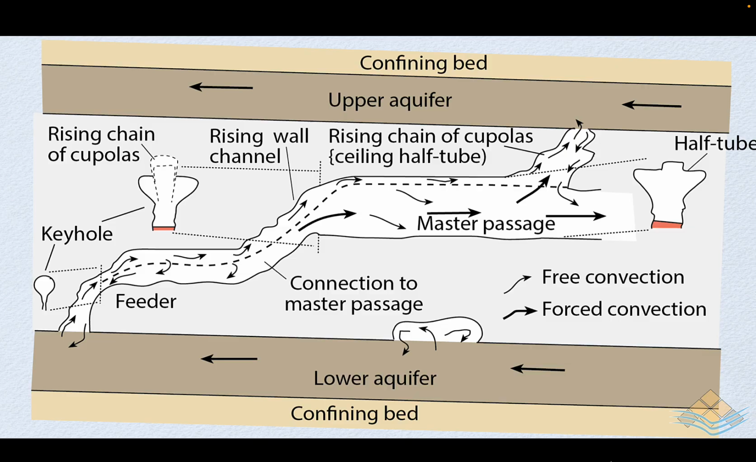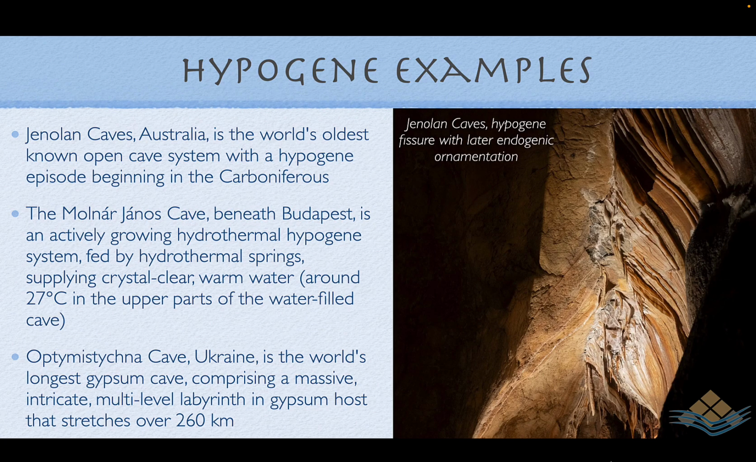Here's the Jenolan Caves in the east of Australia. We see a typical hypogene fissure, no ornamentation on the walls, but there has been later access by epigene ornamentation, the typical stalactites hanging from the ceiling. The hypogene episode is indicated by hypogene cave floors, which are Carboniferous in age. So this is a long-term process, and this is quite typical of many hypogene systems.